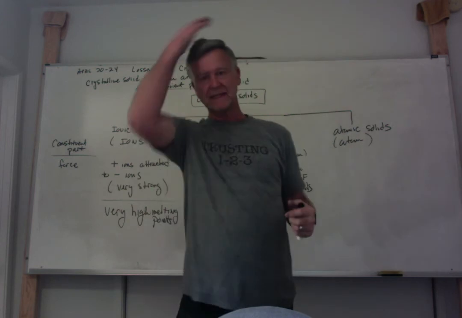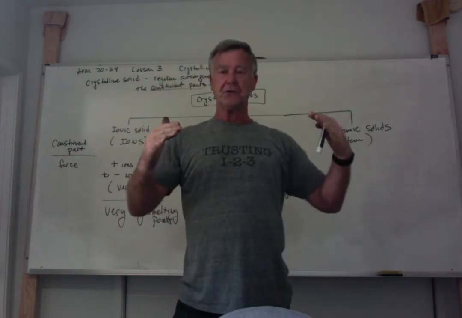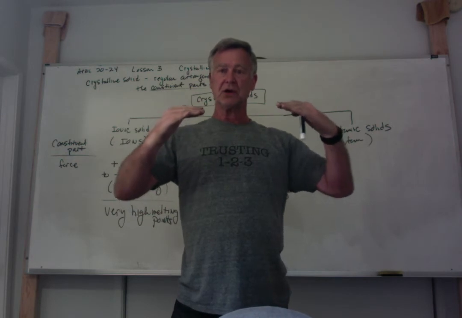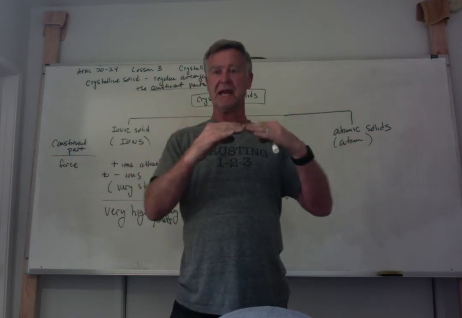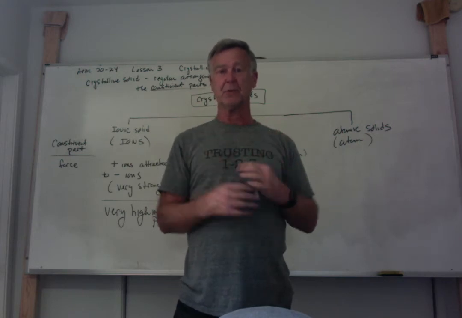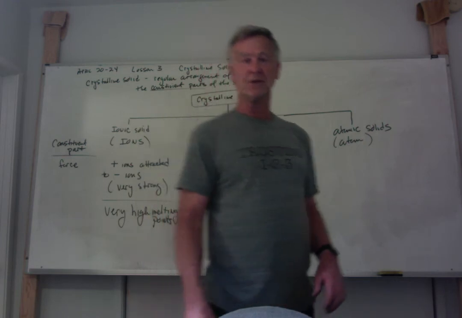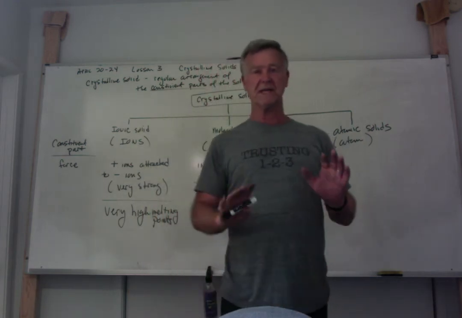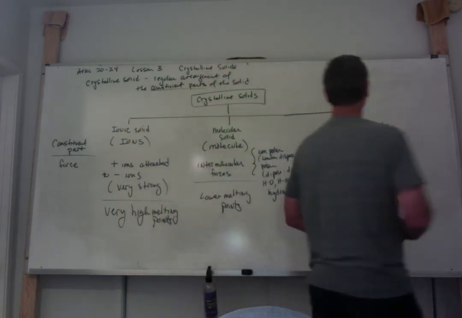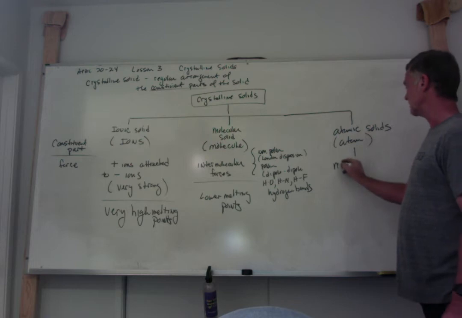You have basically any atom, if you get it cold enough so that the atoms can start linking up, will eventually form a solid. And then there are some that are special, like carbon. There's graphite and diamond, but that's beyond what we're going to do. The one that I want to talk about here on the atomic solids is metallic solids.